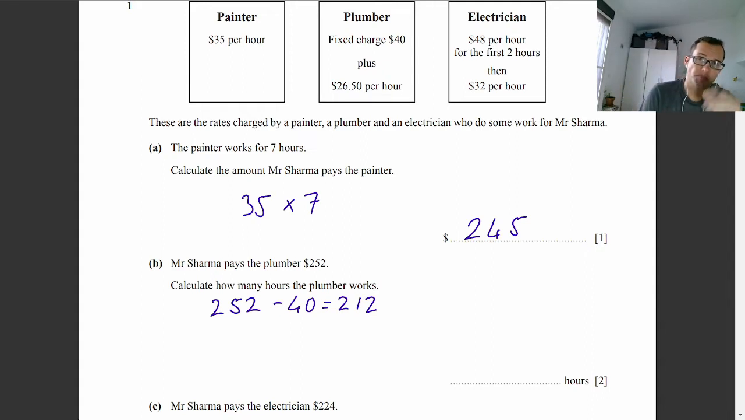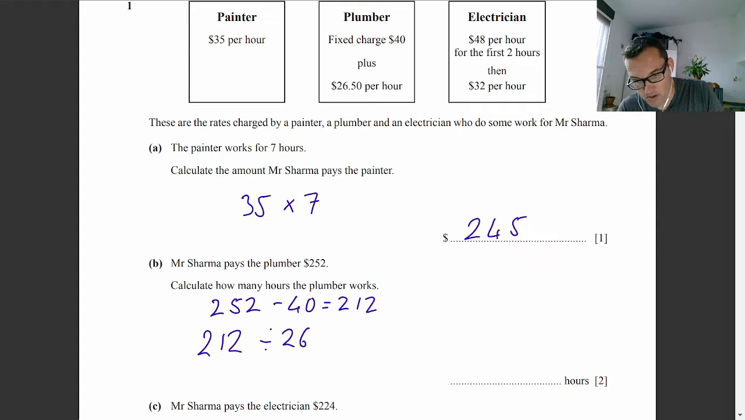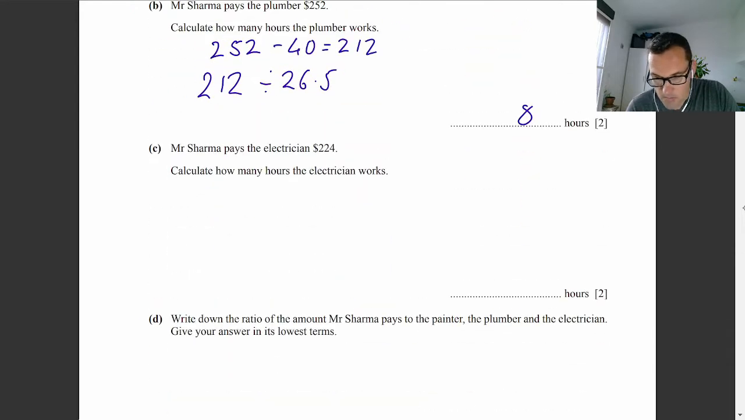So now this is where he started paying the plumber. If we want to know how many hours, we need to divide the rate per hour into that 212. So it's 212 divided by 26.5, and that's 8 hours. Okay. Question C. Mr. Sharma pays the electrician $224. Calculate how many hours the electrician works.